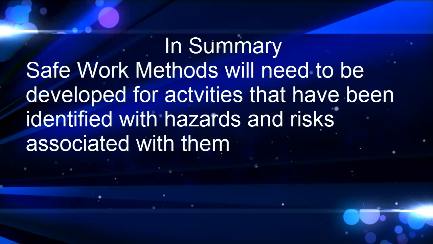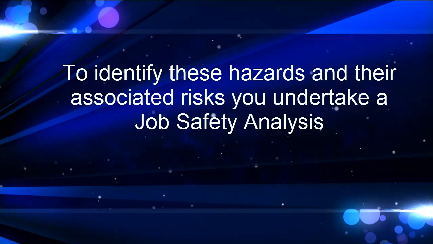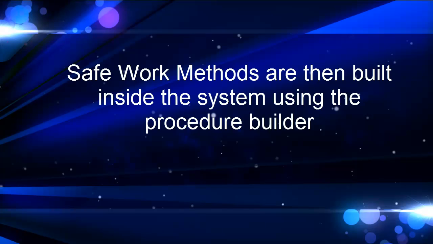So in summary, safe work methods will need to be developed for activities that have been identified with hazards and risks associated with them. Safe work methods are developed so the employee can undertake the activity safely. To identify these hazards and their associated risks, you undertake a job safety analysis. Hazards identified are entered into the system, assessed, and control measures implemented. Safe work methods are then built inside the system using the procedure builder.